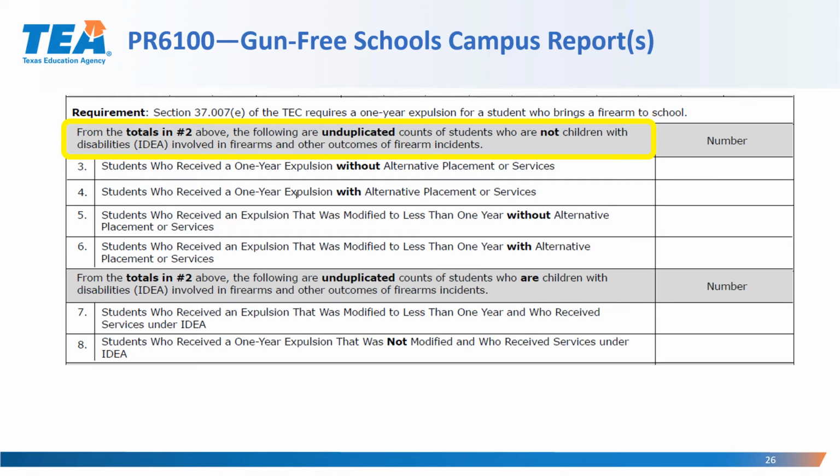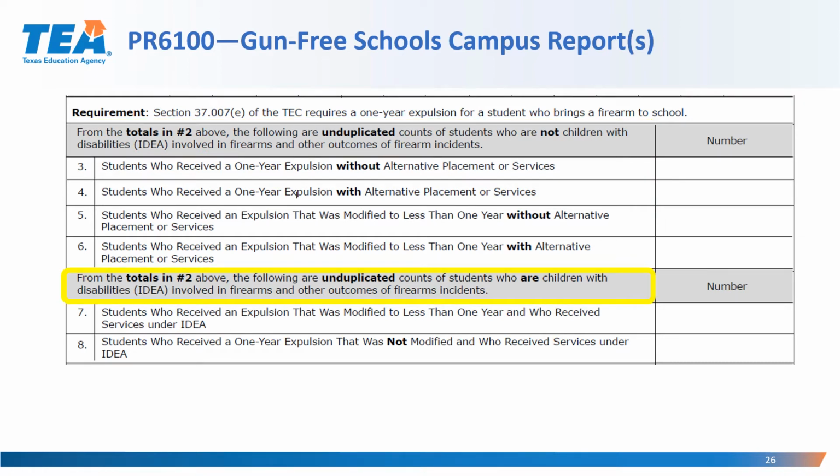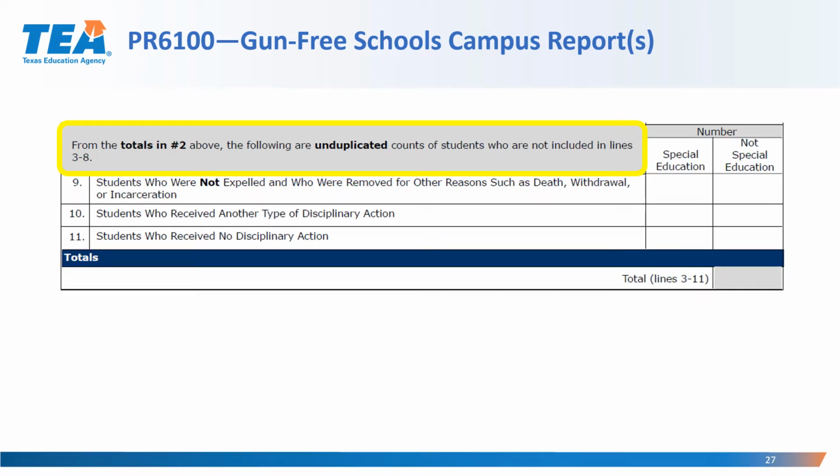In this next section, the LEA will take the unduplicated count of students and divide them into two groups. The first group are students who are not children with disabilities. The second group is students who are children with disabilities. The last section here deals with the unduplicated students who did not fall into any of the categories that were listed above. Still dividing between special ed and not special ed, but counting for students who were not expelled, who received other type of disciplinary action, or who received no disciplinary action. Still divided between special education and not special education.